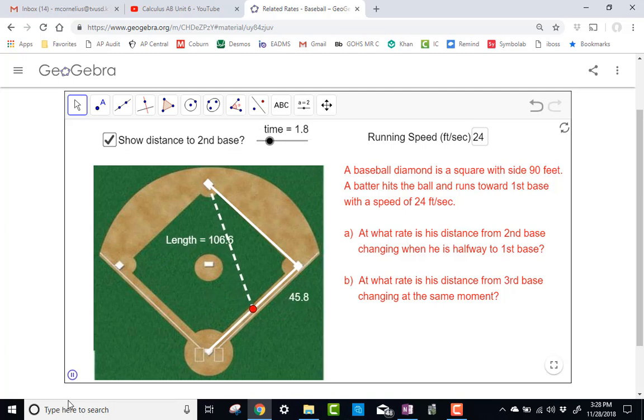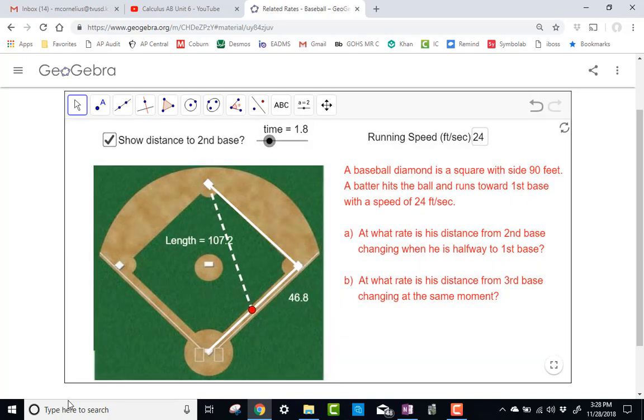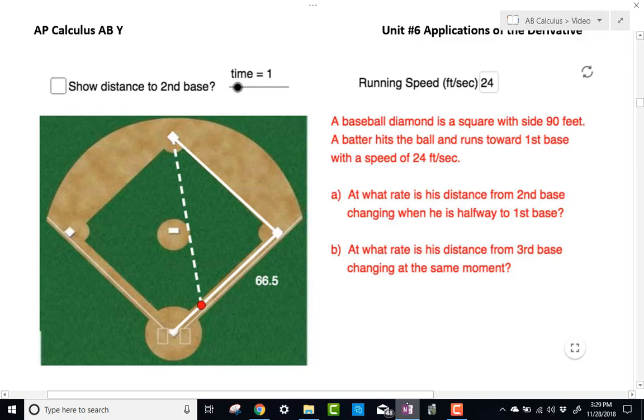That's going to be right about there. Oops, didn't quite make it, but we can pull this back maybe a little bit. There we go. So that's about halfway to first base right there. So we want to find out at what rate the hypotenuse is changing as the runner nears closer to first base. Okay? So there's a couple of key pieces of information here.